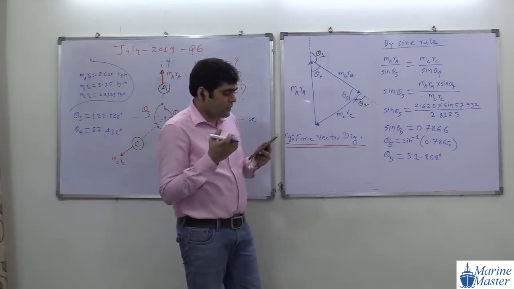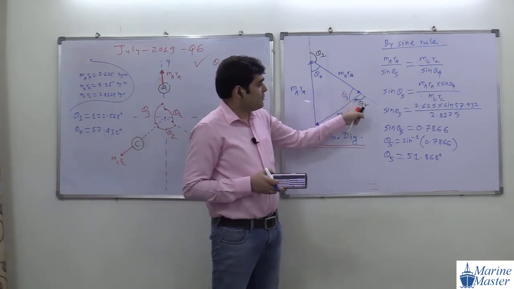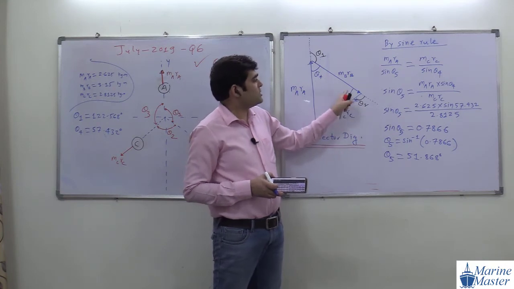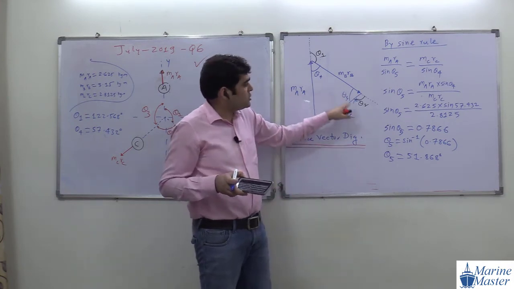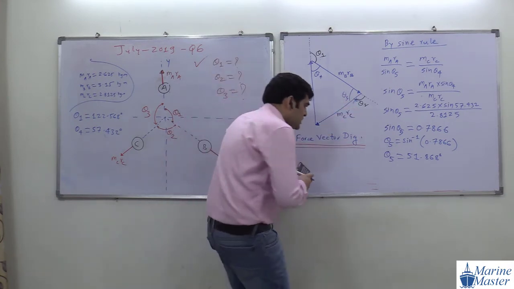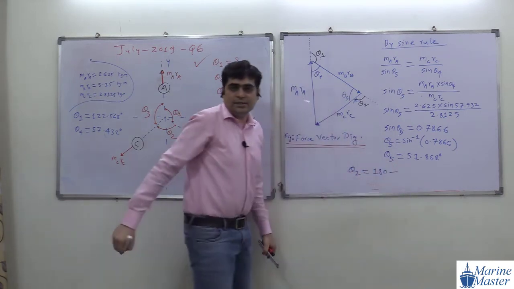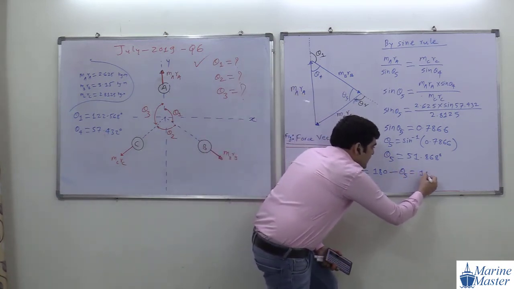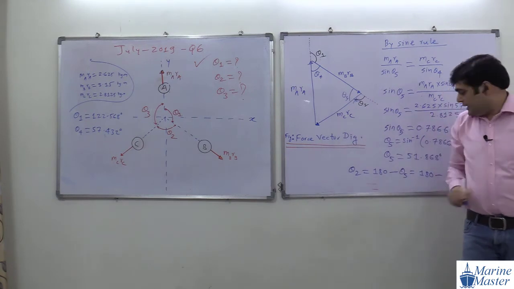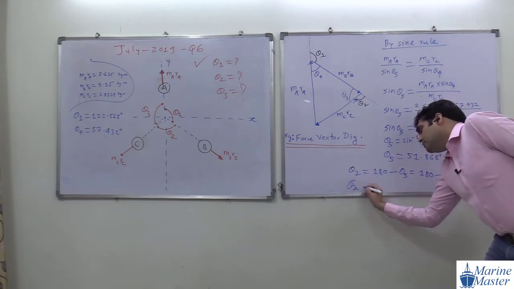From theta 5, what will we get? See, the sum of theta 5 and theta 2 must be what? 180 degrees. So see the scenario. Theta 2 will be equal to 180 minus theta 5. So 180 minus theta 5, which is 51.868, is how much? What will be the value of theta 2?